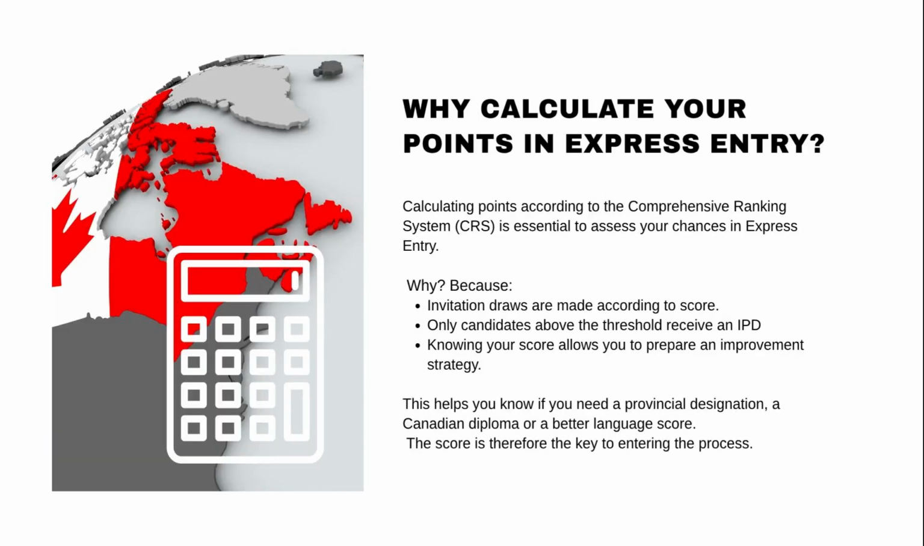Why calculate your points? Now you understand that in Express Entry, the CRS is your position in the pool. It's your score that determines whether or not you'll be invited. The Canadian authorities hold regular draws. Only those with a score above the threshold receive an invitation. So calculating your score not only helps you to see where you stand, but also to identify areas for improvement. A redone language test, an additional ECA, a provincial nomination, all of these can change your future. That's why, even before creating an Express Entry profile, you need to know where you stand.